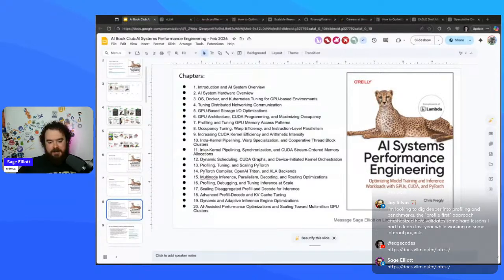Or keep this in mind, if you don't need these things yet, but then you might in the future, I would go buy this book and study up the chapters that you think are relevant to you.